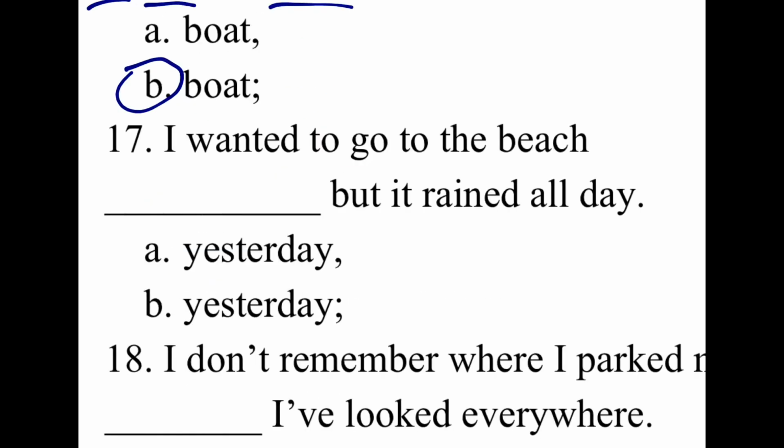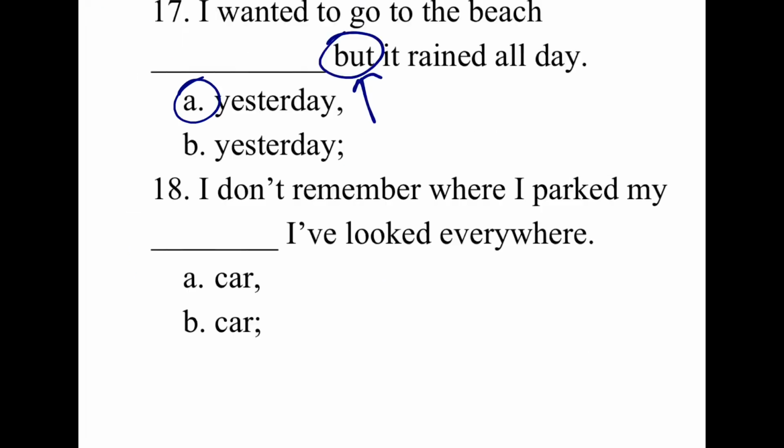17 again has 2 independent clauses. Here, we have a fanboy though. So we can correctly join them with a comma. 18 was again B, a semicolon. Whenever we have two independent clauses, you can join them with a semicolon or a comma conjunction.